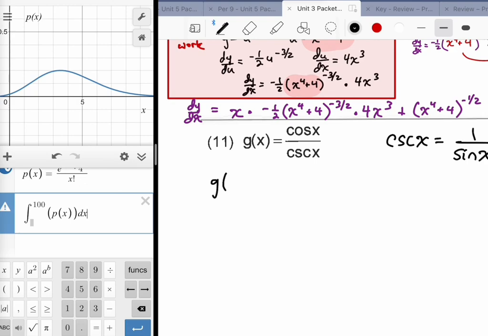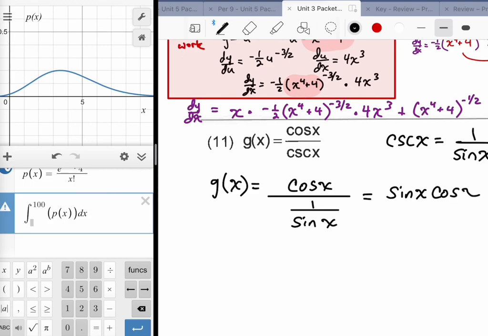So before we even get into the calculus, I would look at this as cosine of x divided by 1 over sine of x. All right. Now, keep, change, flip makes this sine x cosine x. All right.